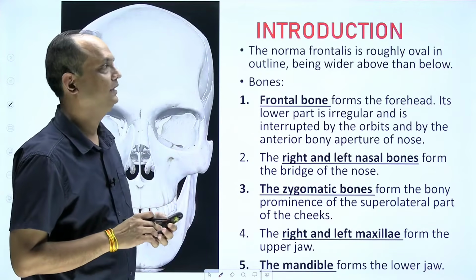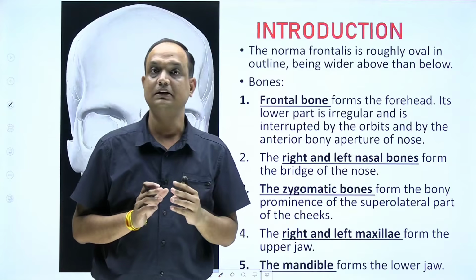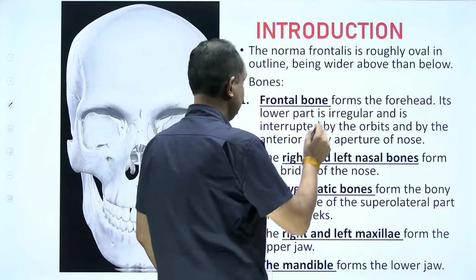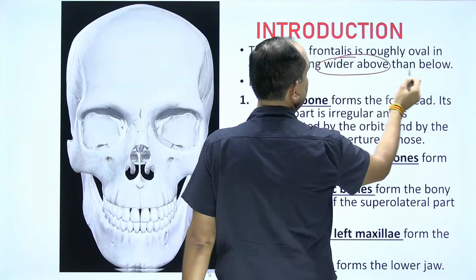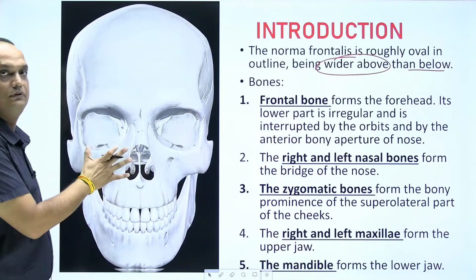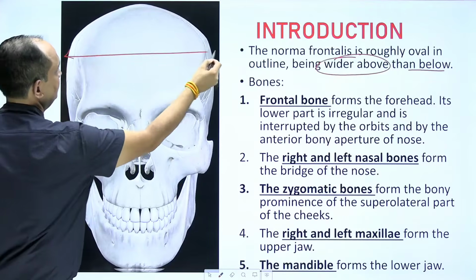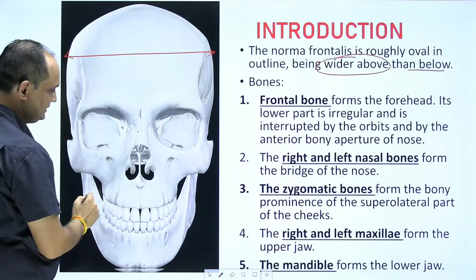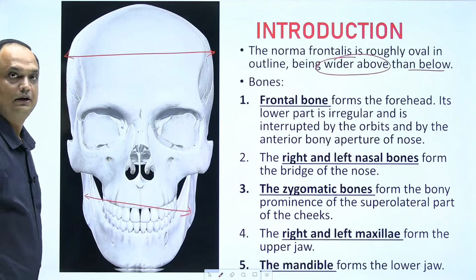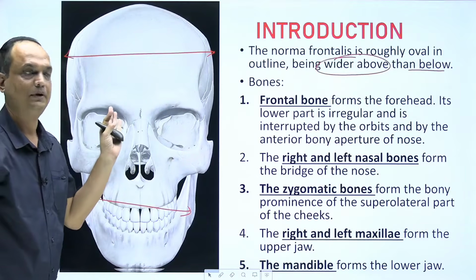The Norma Frontalis is roughly oval in outline, but when you see it, you will realize that it is wider in the upper part as compared to the lower part. In this view, this is the Norma Frontalis, and you will find that this is the wider upper part as compared to the lower area. That's why it is oval in shape with the wider upper part.